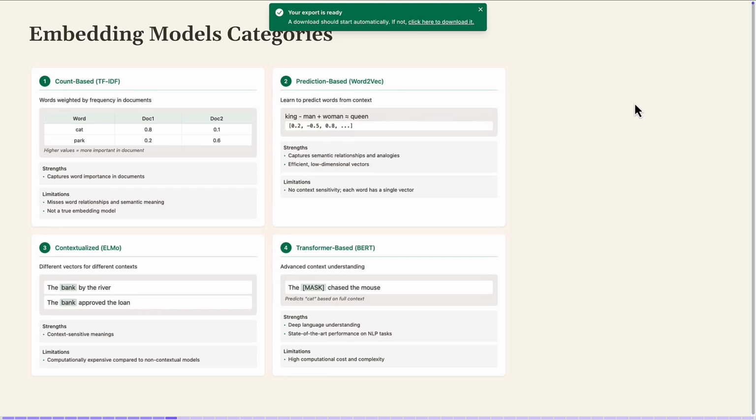So every word will be represented by one vector regardless of its context, because the training does not happen on the relationship between words in context. Okay, it will learn the relationship between every two words.